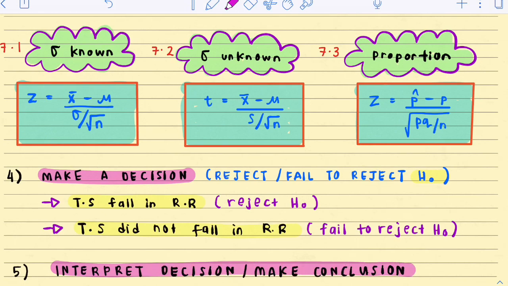And the last step is interpret decision or make a conclusion. So this one is based on our question. Let's say your question is asking about the claim. So your conclusion will be, do you have enough evidence to prove the claim or to reject the claim? Or do you have enough evidence to say that the claim is true or the claim is false? So it depends on the question. So that's all our 5 quick steps for performing hypothesis testing. Hopefully you will understand.